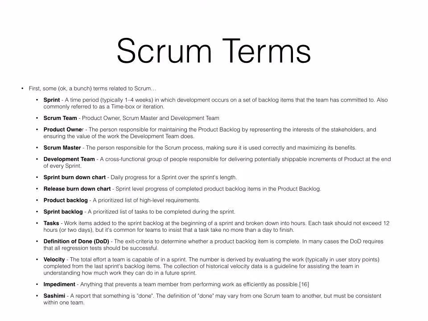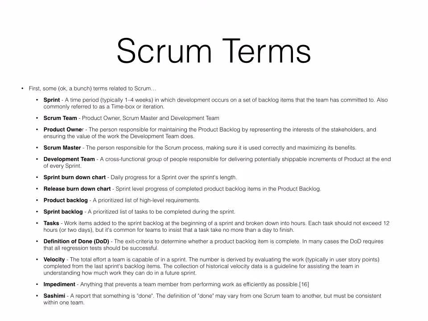I apologize, there's a lot of terms. The time period that typically takes one full iteration is what we refer to as a sprint. The Scrum team is the development team, a team lead, which is referred to as the Scrum Master, and someone appointed by stakeholders, like we've talked about, called the product owner. That product owner is the person responsible for maintaining what I refer to as the product backlog, or the list of prioritized tasks that represent the interest of the stakeholders and ensure the value of the work of the development team.